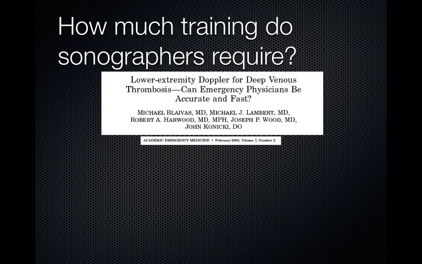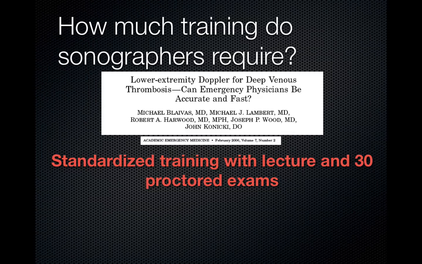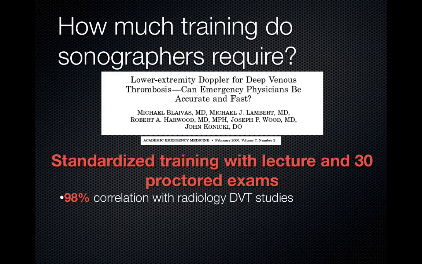Michael Blavis et al. in 2000 looked at lower extremity Doppler for deep venous thrombosis, whether emergency physicians can be both accurate and fast. They provided a standardized training program that consisted of lecture and 30 hands-on proctored examinations. The results showed a 98% correlation with radiology DVT studies, and the average time of the study took approximately 4 minutes.